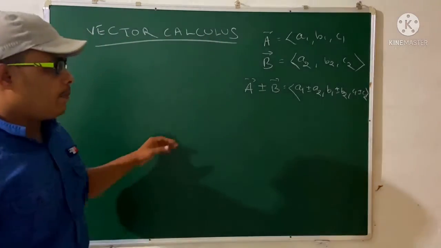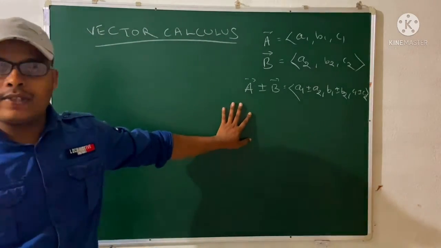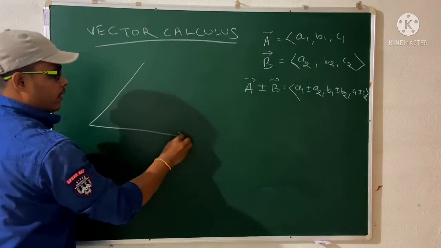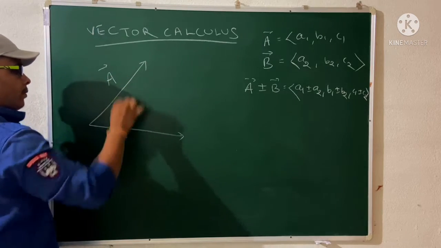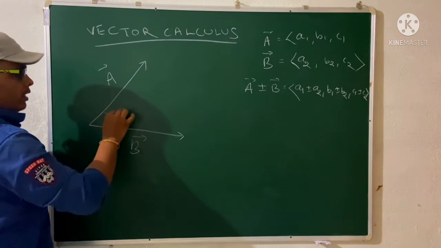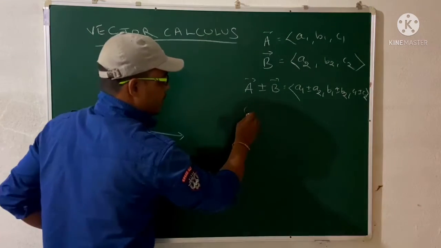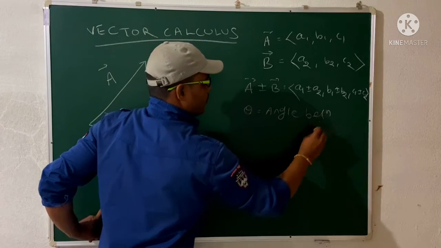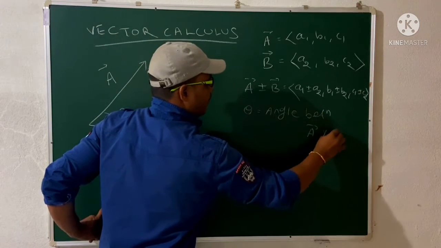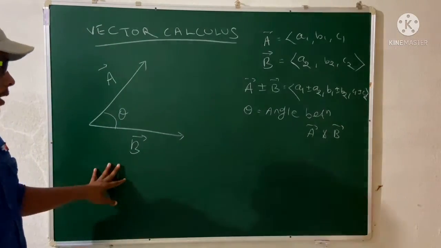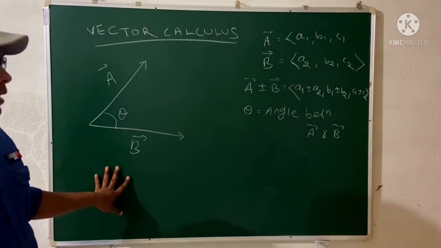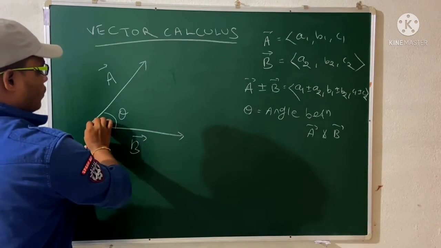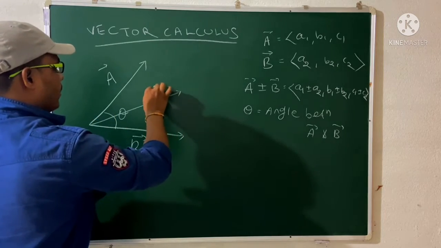But this is not always the case, because if you look at the physics part, we have one vector, the a vector, and another vector, the b vector, and the angle between them is theta. Theta is the angle between the a vector and the b vector. If we add these two vectors, we will get one resultant vector.